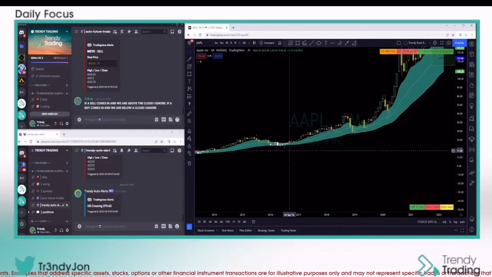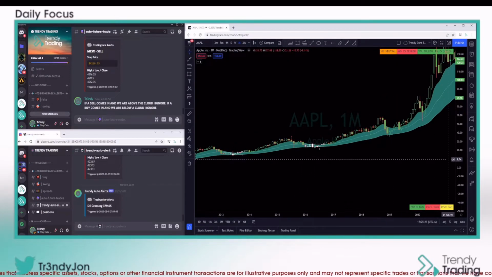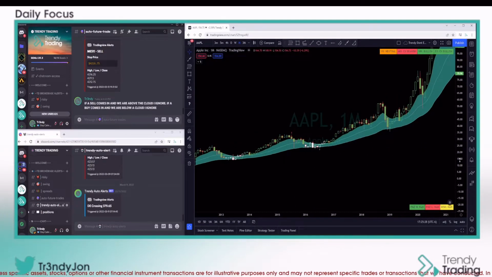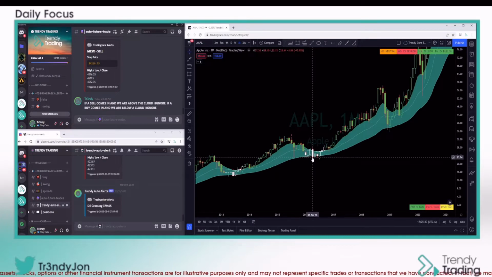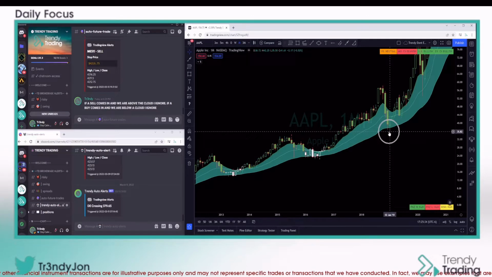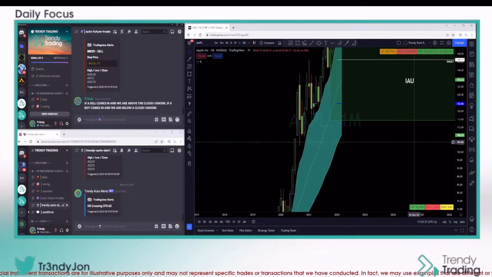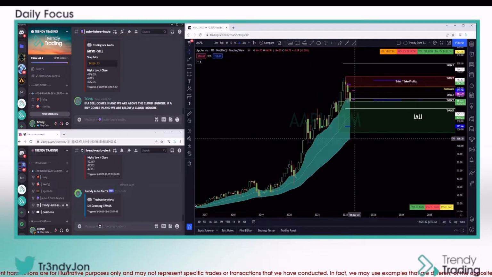All right. So we can go back and track this. Matter of fact, the last time that Apple even came close to closing underneath here was right back here in 2016. You can see we did flush the cloud back here, but history would say that the cloud is pretty supportive. The cloud is wide though. Very important to understand that.